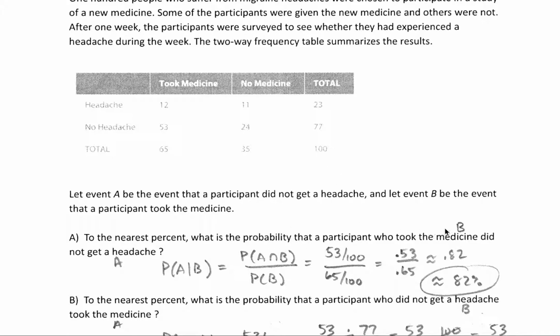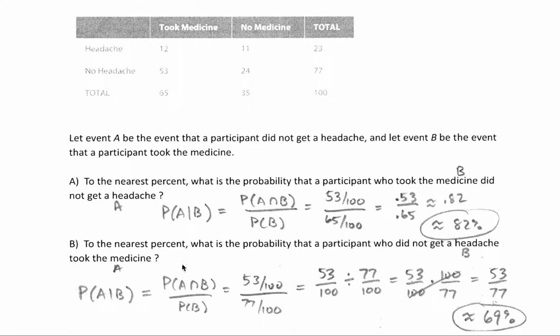And then the probability of our initial condition, or that first event. Well, how many people took the medicine? We got 65 people taking the medicine. So 65 out of 100 total people would be the probability of that event. So we could then divide those two things. Because they're both out of 100, we could simplify and just use a decimal form here. So 53 out of 100 is 0.53, and 65 out of 100 is 0.65. That could be our decimal form. We could convert it to 0.82. We could also convert it to a percentage by moving the decimal point twice to the right or multiplying by 100. So lots of different ways that we can play around with these number types here.